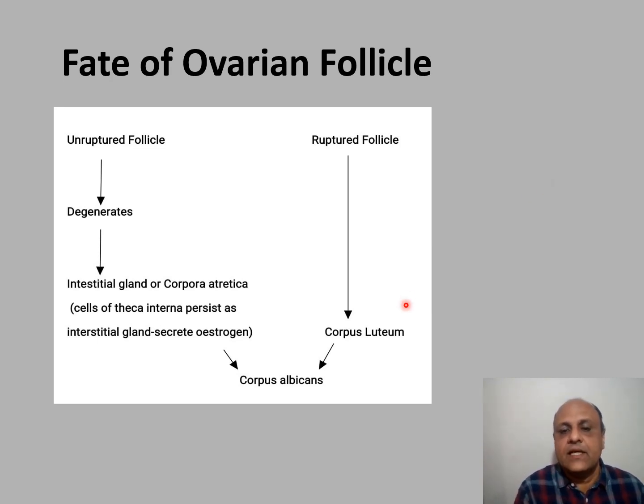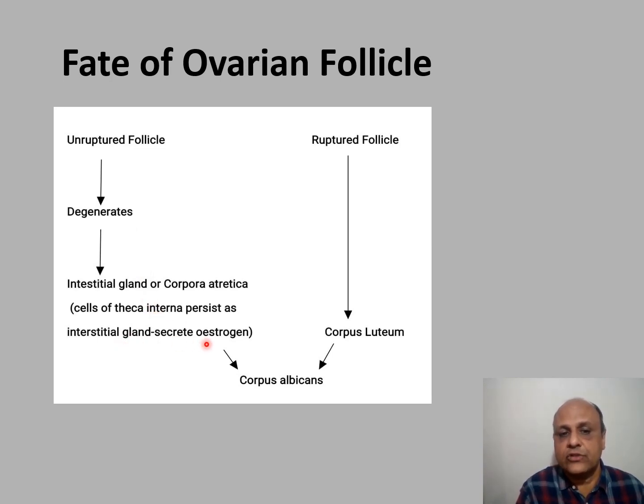So what happens is ultimately corpus luteum becomes the corpus albicans. And what about the unruptured follicle? So there are follicles in different stages in the ovary. The one which ruptures is going to form the corpus luteum. What about the unruptured follicle? It also degenerates and the theca interna cells persist as interstitial glands.